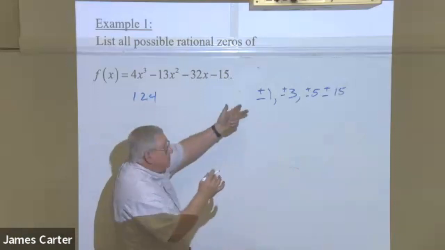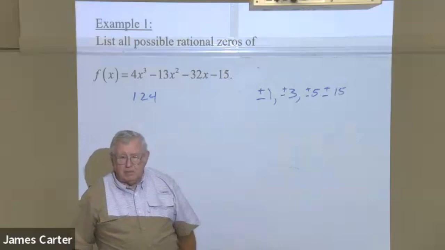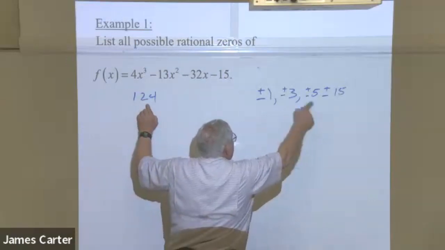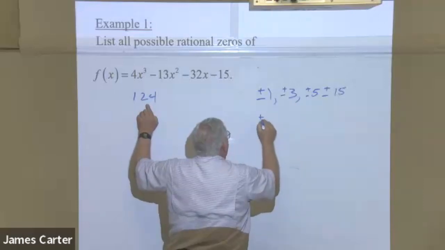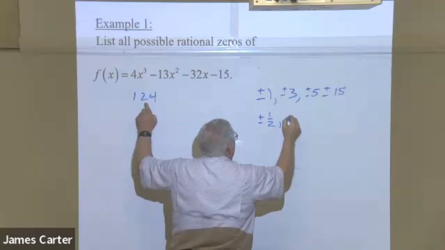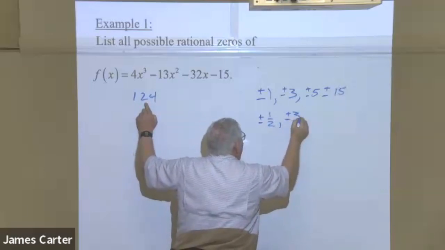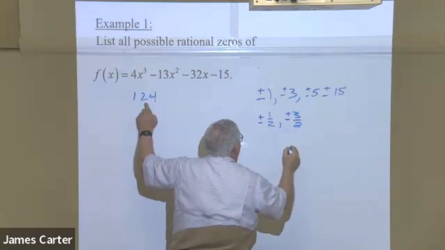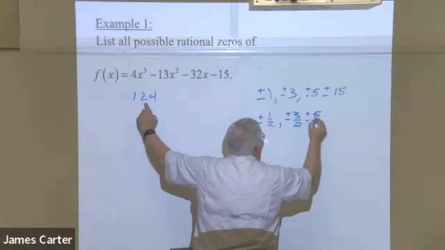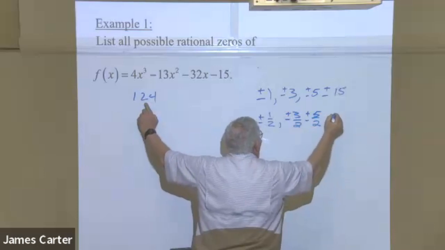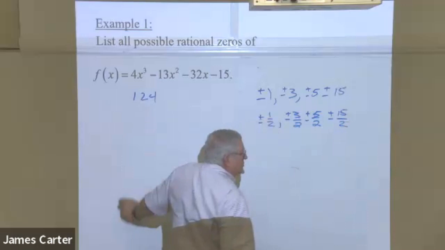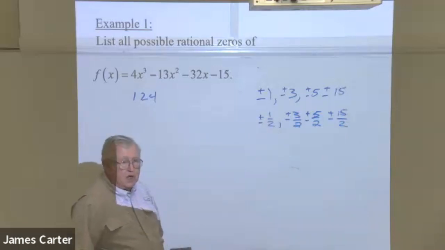Well, 1 is a non-player. It ain't going to change anything. 2 could make a difference. In addition to this list, we now have plus or minus 1/2. We now have plus or minus 3/2. We now have plus or minus 5/2. And we now have plus or minus 15/2 as possibilities.